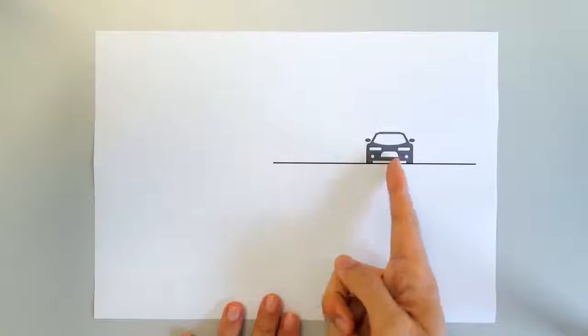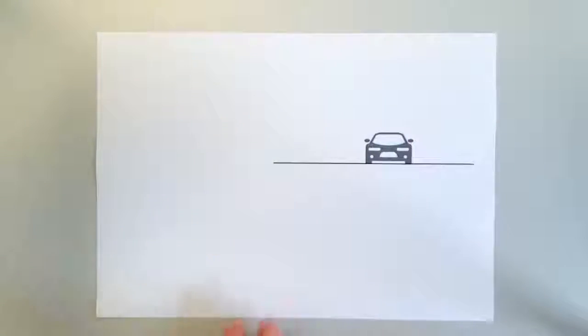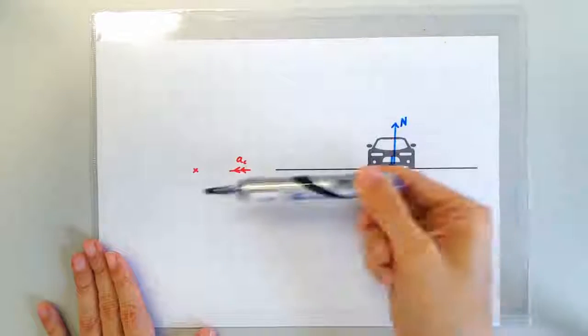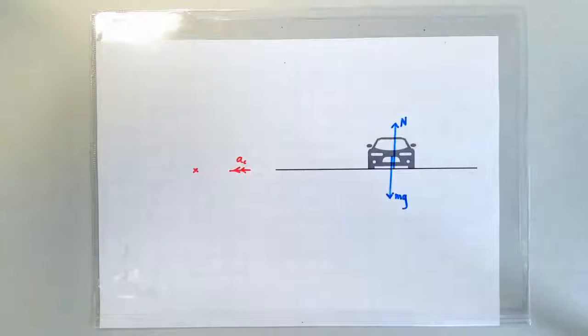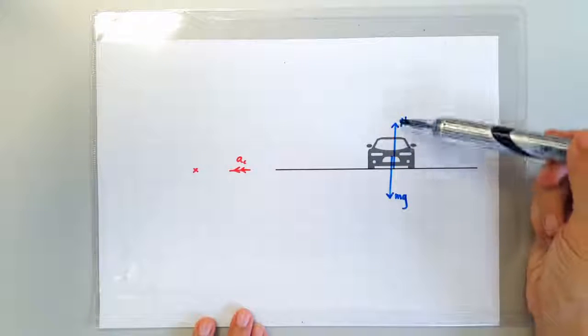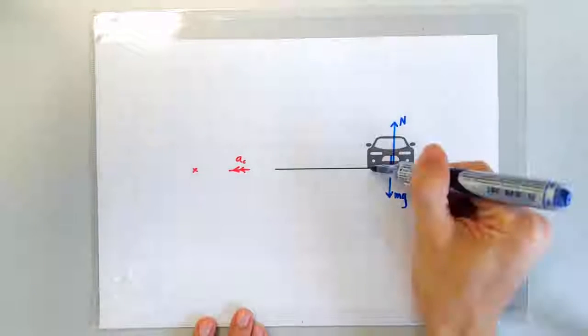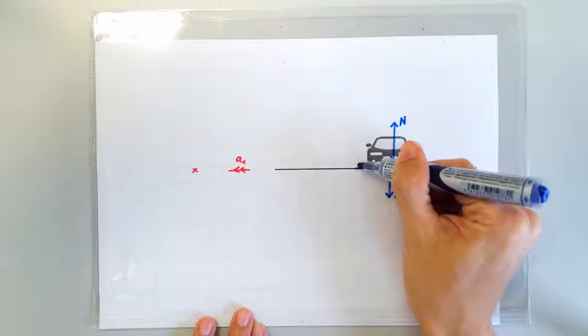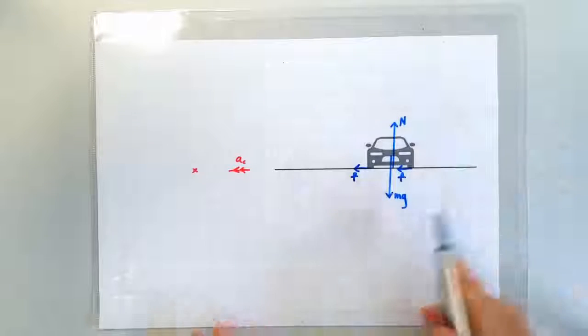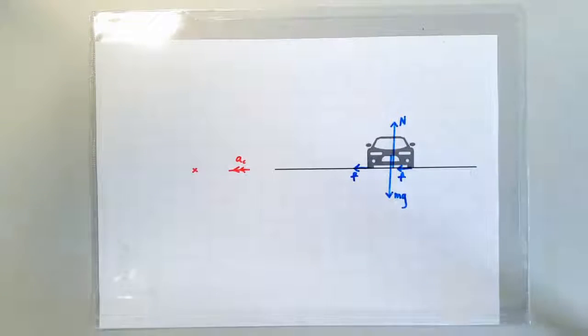Let's say this car is trying to make a left turn, which means this car needs a centripetal force towards the left. And this force cannot be provided by the weight or the normal contact force because these are vertical forces. So the centripetal force must come from the frictional force that the road surface exerts on the tires.